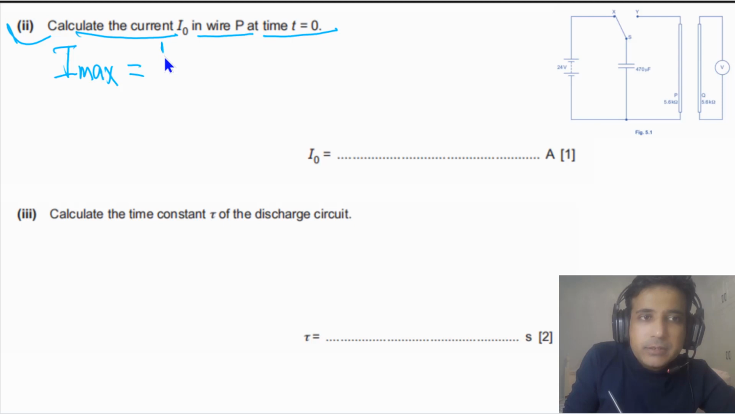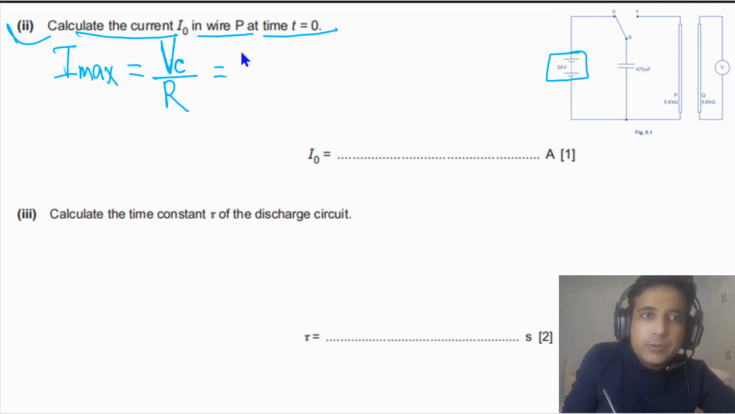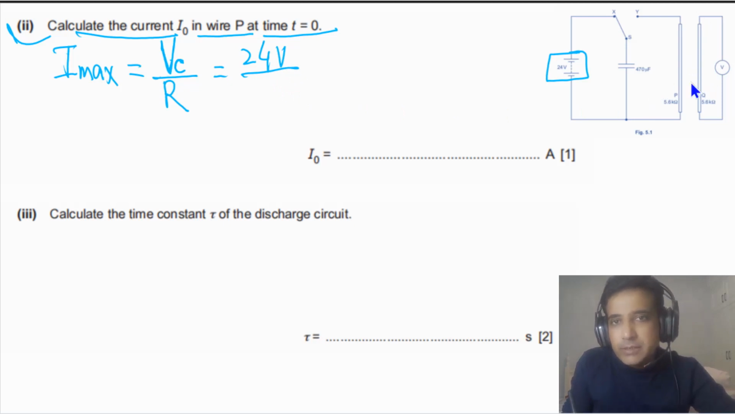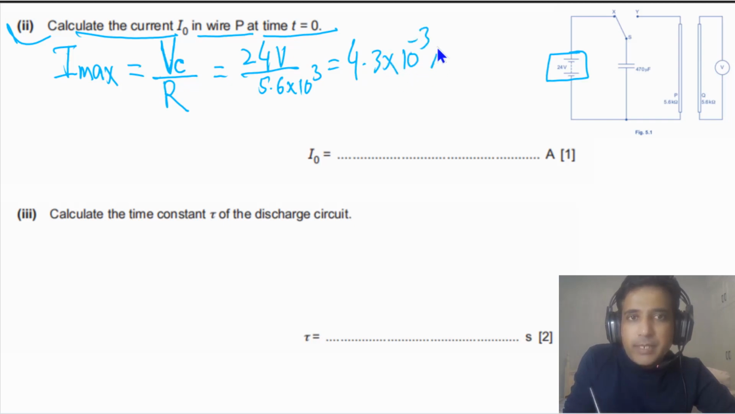I max in this case will be equal to the initial potential difference across the capacitor divided by the resistance in the discharging circuit. The initial value of potential difference across the capacitor will be equal to the EMF of the power supply. So simply we will say this is equal to 24 volts divided by the resistance in the discharging circuit. The resistance is 5.6 kilo ohms, meaning times 10 to the 3. If we solve this, our final answer will be 4.3 times 10 to the minus 3 amps. So this is the maximum value of current.